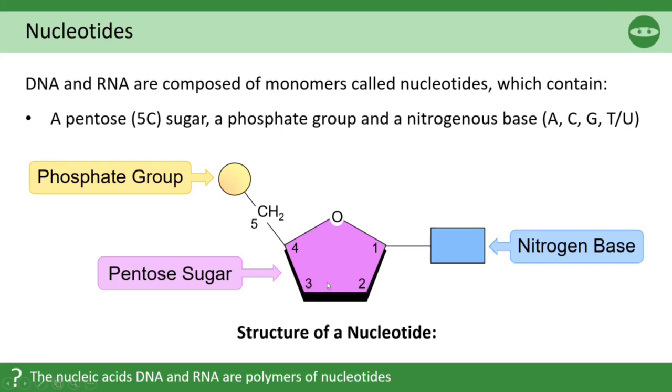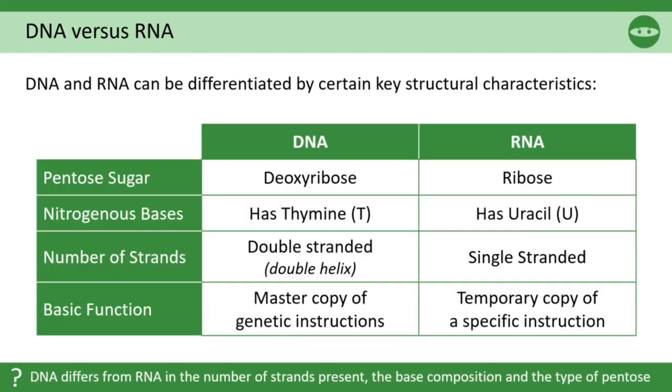And we have a pentose sugar here. What is the meaning of pentose? It means that it's composed of 5 carbons. Its structure is composed of 5 carbons and a phosphate group. Let's illustrate the difference between DNA and RNA.